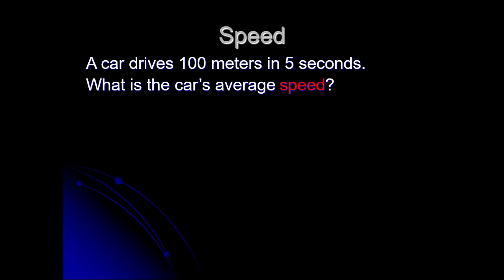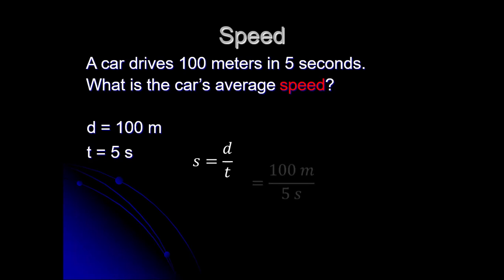So for example, you have a car that drives 100 meters in 5 seconds. What is the car's average speed? Well, in this problem, we know that the distance is 100 meters and the time is 5 seconds. And we know that speed is found by taking the distance that you travel divided by the time. So this is a pretty simple one where you're just going to take that 100 meters, divide it by 5 seconds, and find a speed of 20 meters per second.